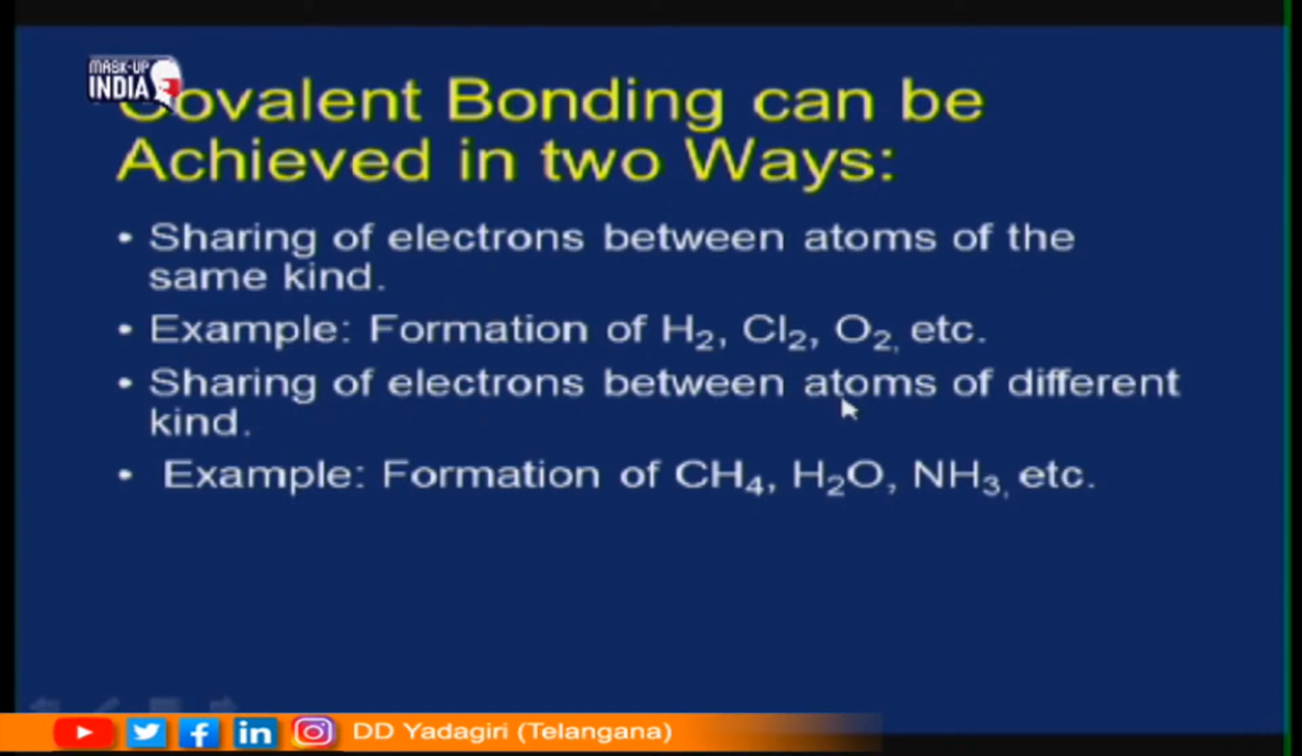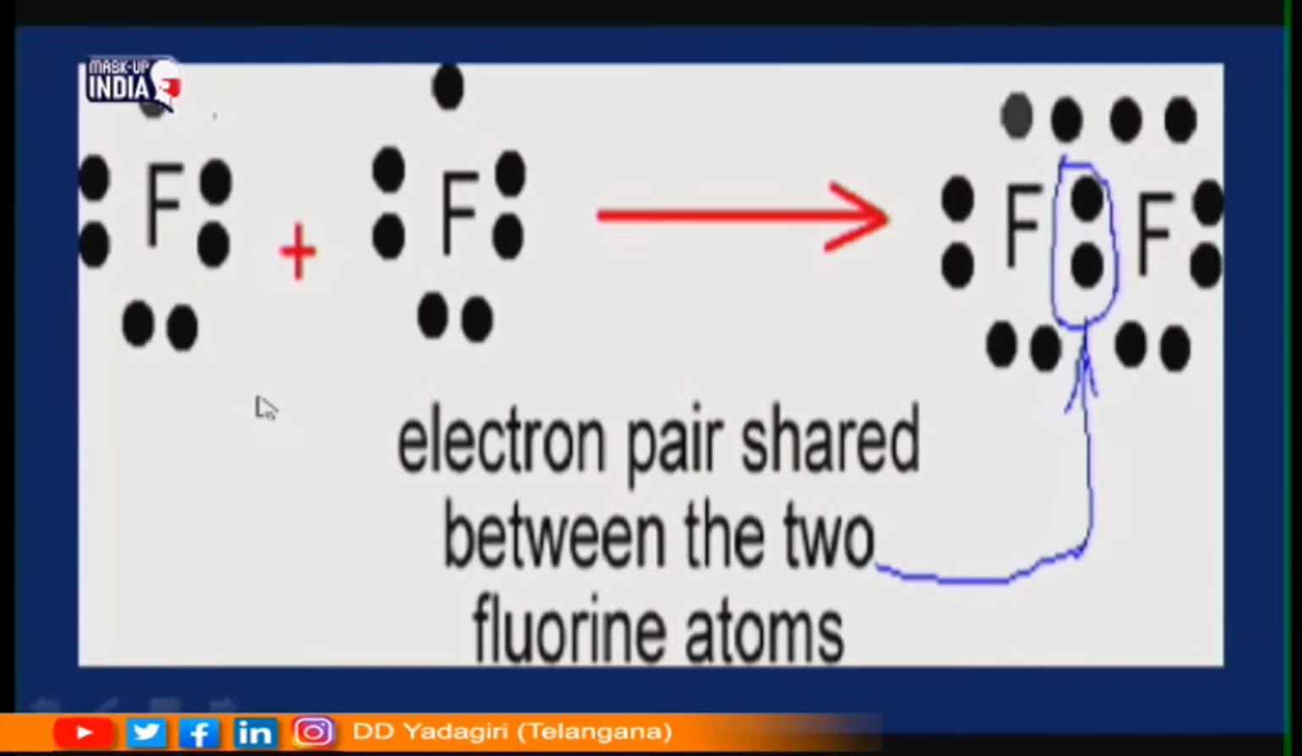Now, sharing of electrons between atoms of different kinds. If you look at the example, children, this is CH4, a methane molecule. Here the sharing of electrons takes place between carbon and hydrogen. Water molecules, ammonia molecule. So, let us start with an example, that is F2.